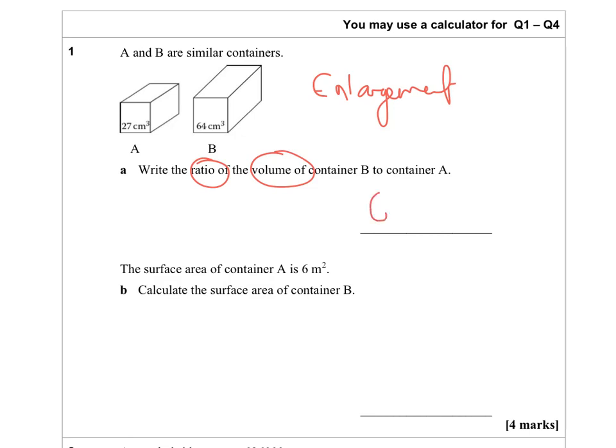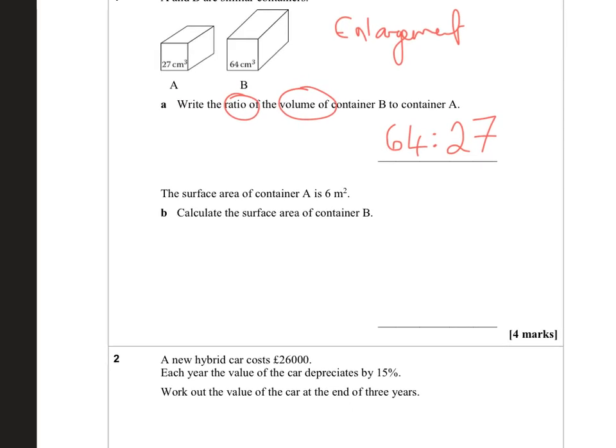So container B has volume 64 and A 27. That's all you have to do. Okay. Now that is volume. So if I had area and length, that would be slightly different.